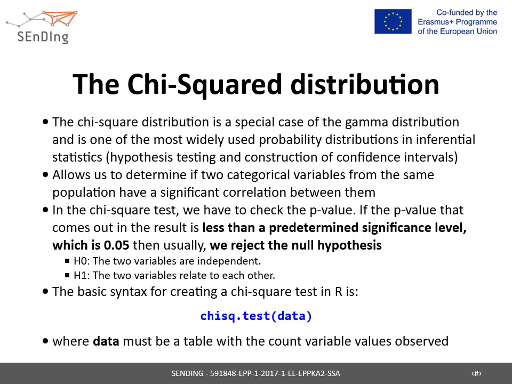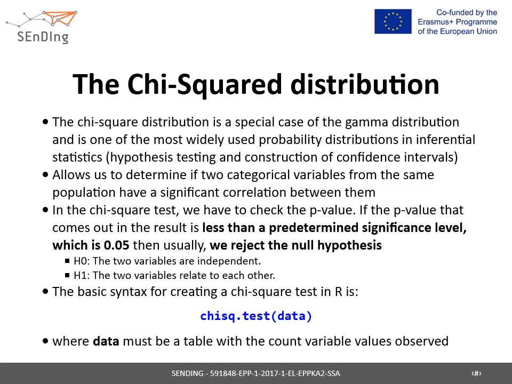The chi-square distribution, in the form of the chi-square test which is based on it, allows us to determine if 2 categorical variables have a significant correlation between them. Both those variables should be from the same population and they should be categorical: yes/no, male/female, red/green/blue, etc., and not numerical.